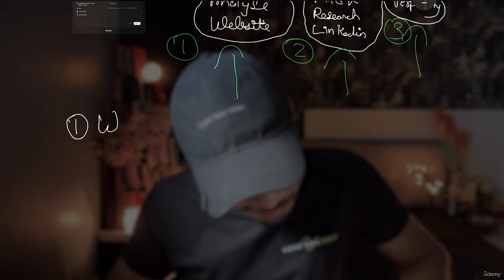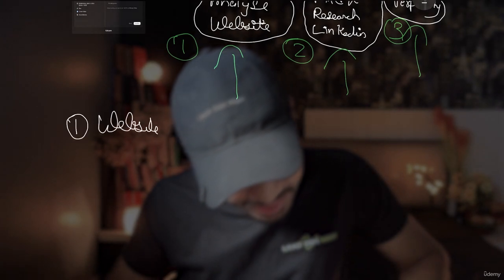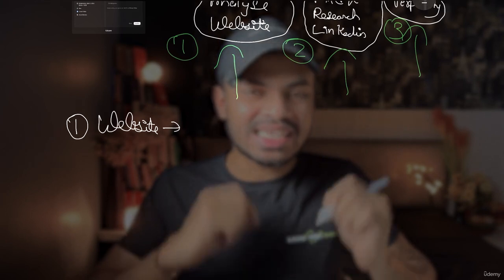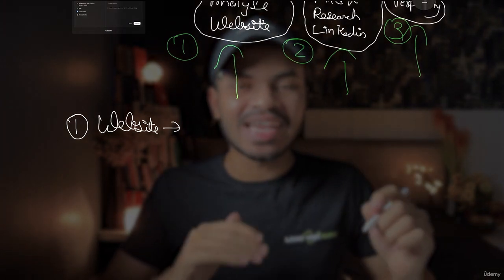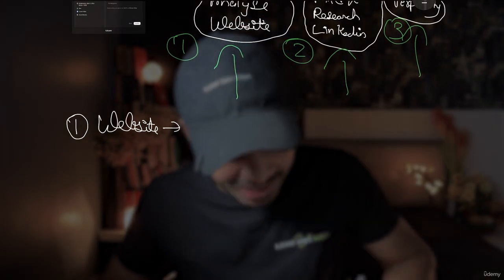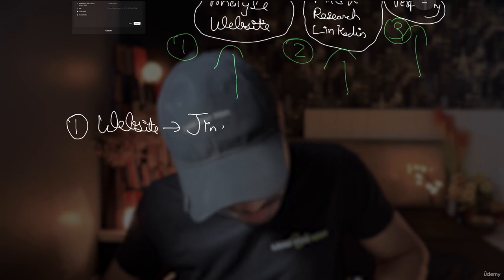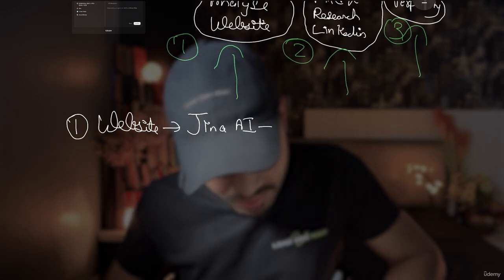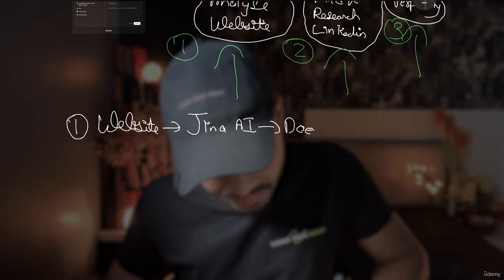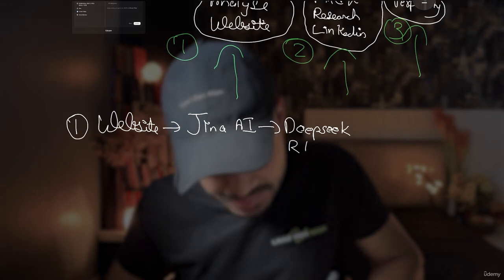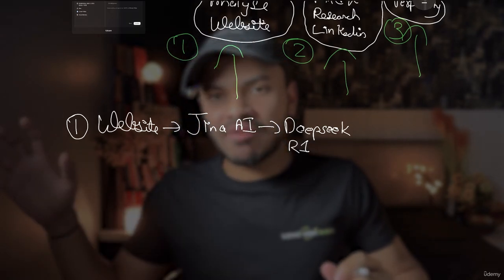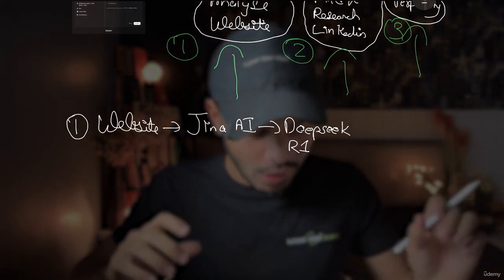So we have the website, right? We have the website, and what we are going to do is we are going to use Jina AI. By using Jina AI, we can literally scrape out everything from the website content. So we are going to use Jina AI. And once we scrape out everything by using Jina AI, we are going to use DeepSeek model, DeepSeek R1, to fetch out all the relevant information from that content that we got from Jina AI.